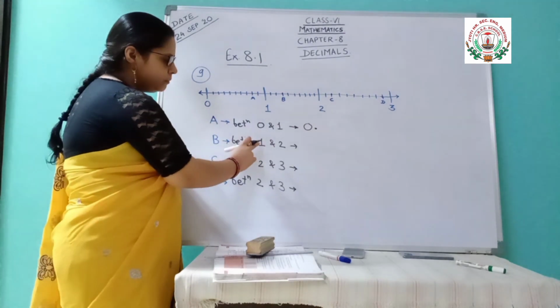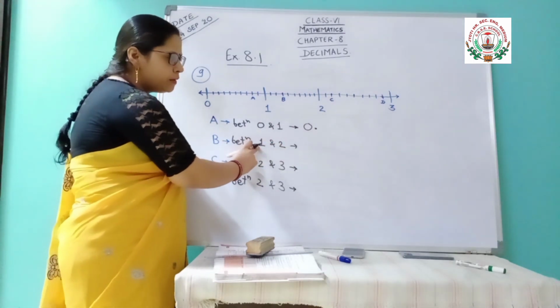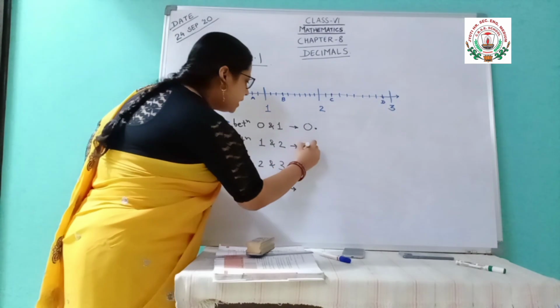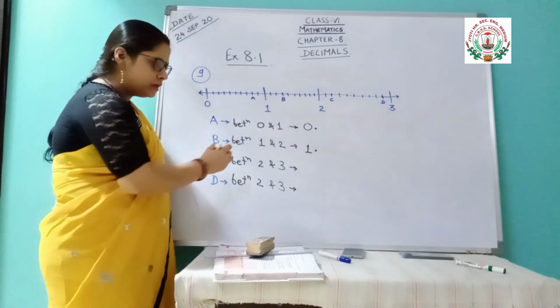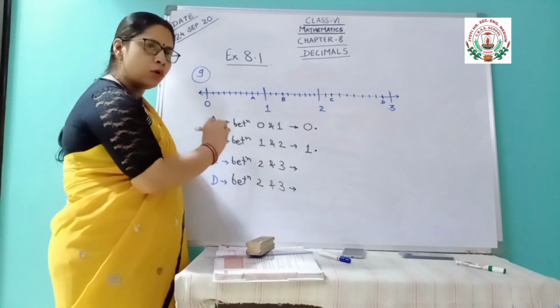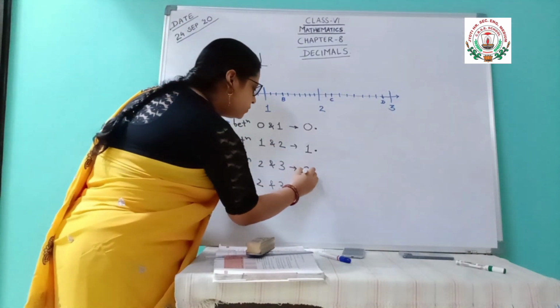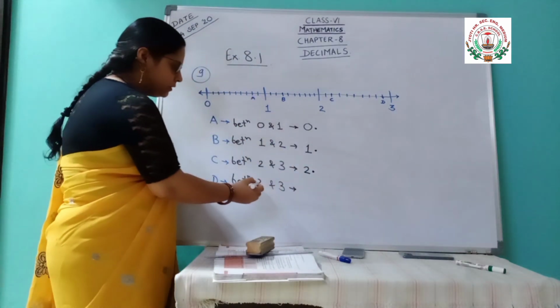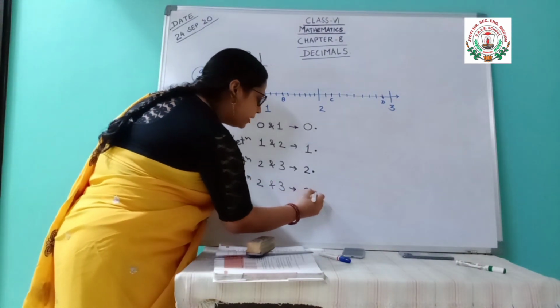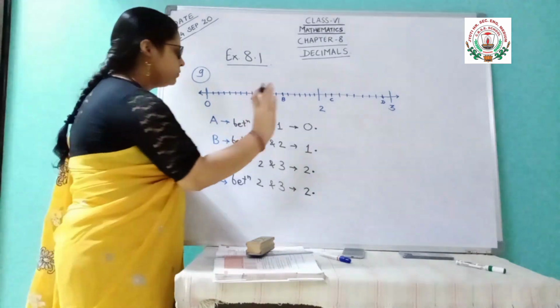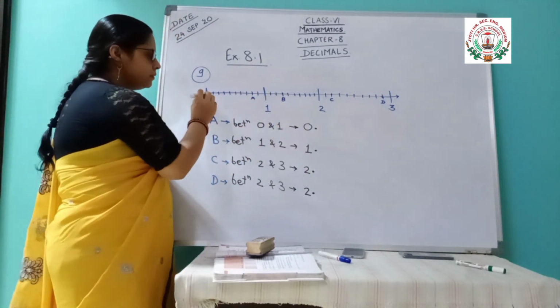Then B lies between 1 and 2, so the whole number part will be the starting number, that is 1 point. And C lies between 2 and 3, so the starting number means the whole number part will be 2 point. Then D also lies between 2 and 3, so it will also be 2 point something. What that is, we don't know. Now we are counting.